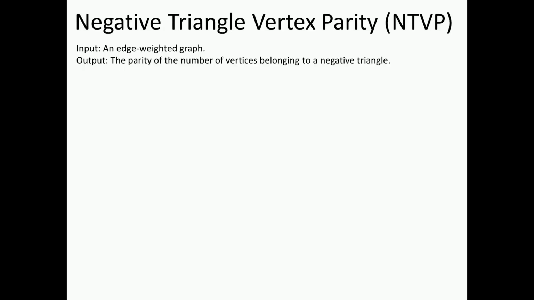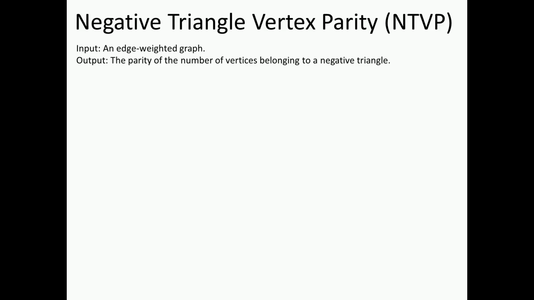So now I want to talk about one of the reductions from the paper, and we will later see how it is used. So we consider the problem negative triangle vertex parity, in short NTVP. The input for the problem is an edge-weighted graph, and the output is the parity of the number of vertices belonging to a negative triangle.